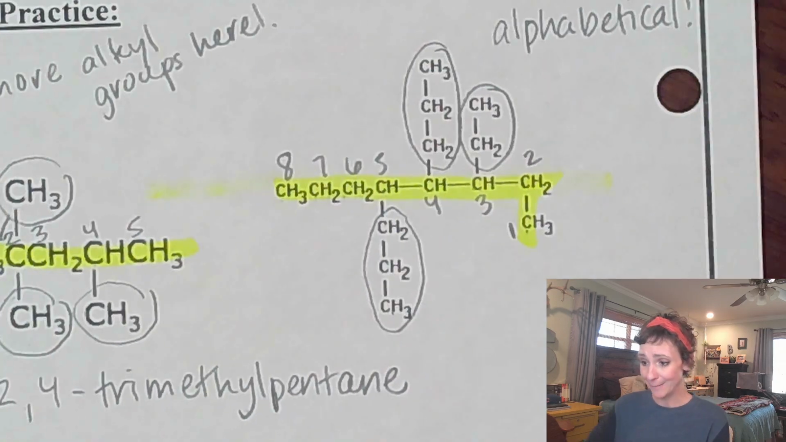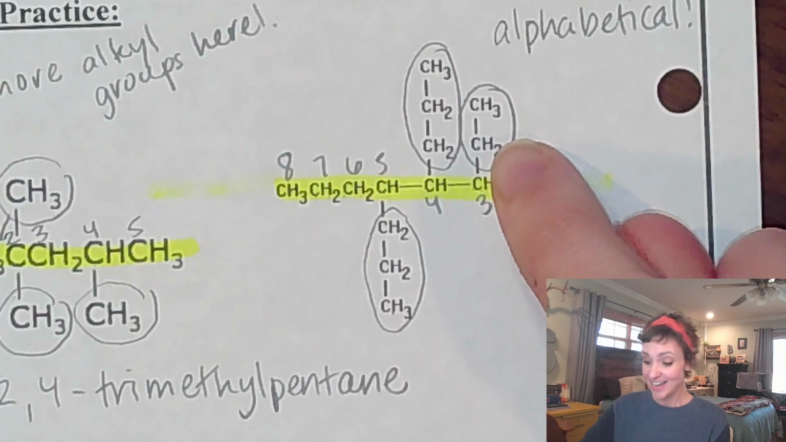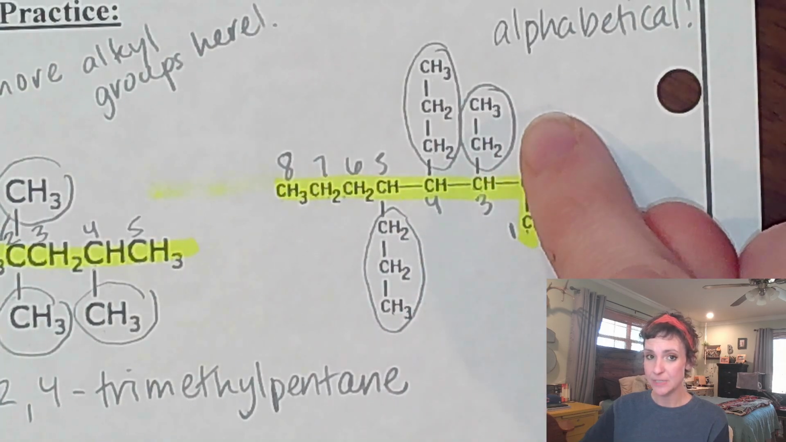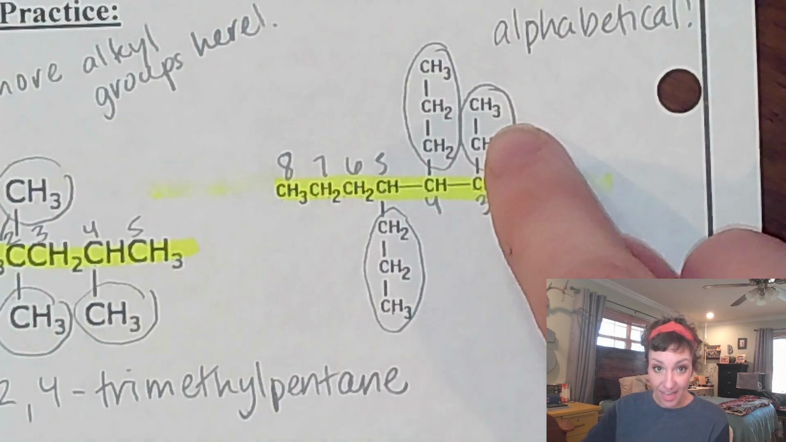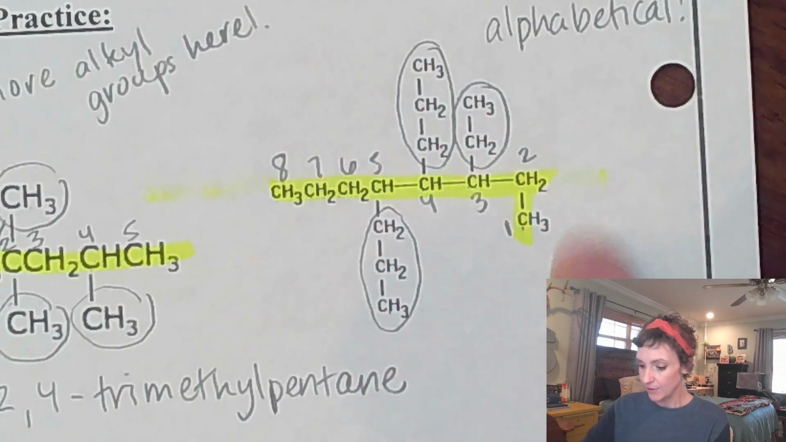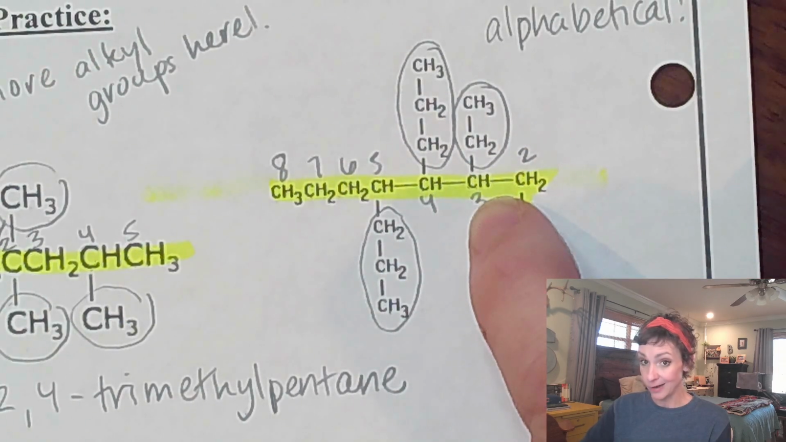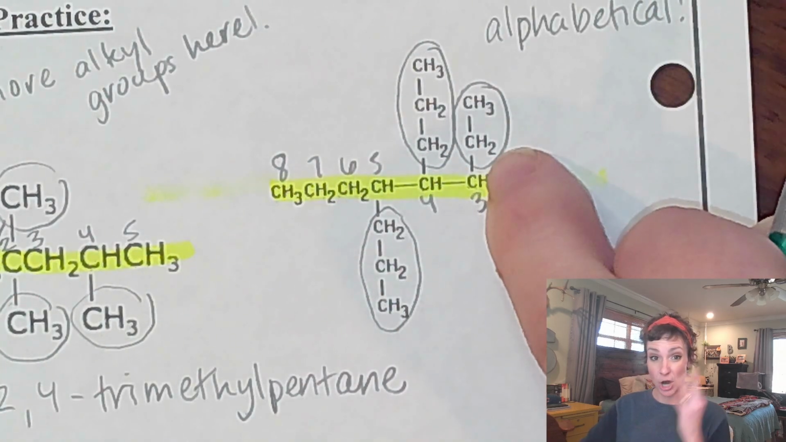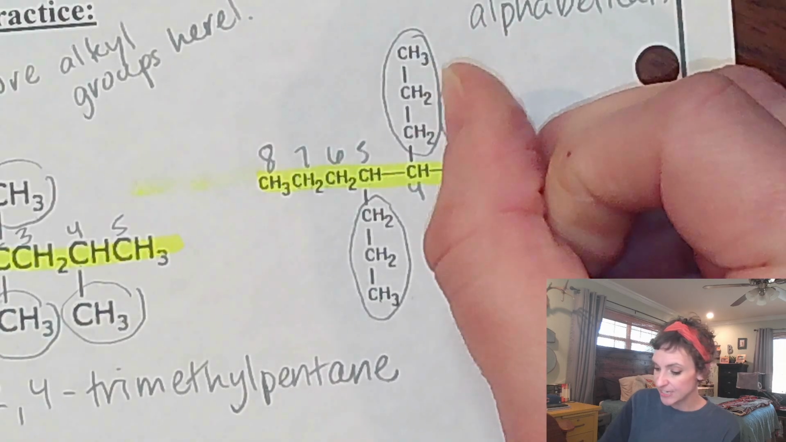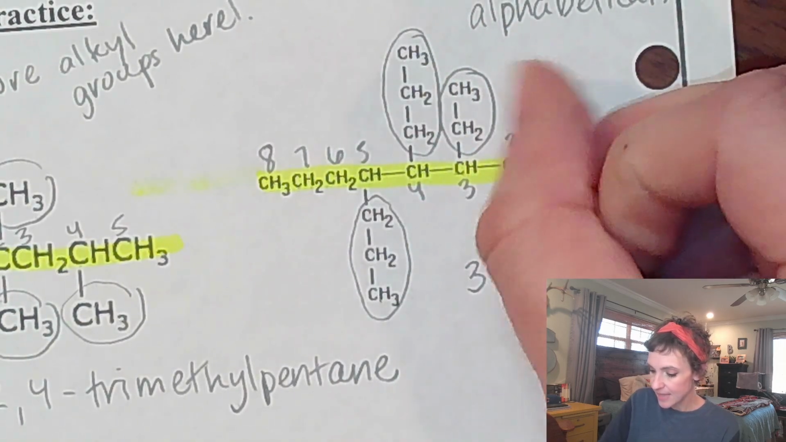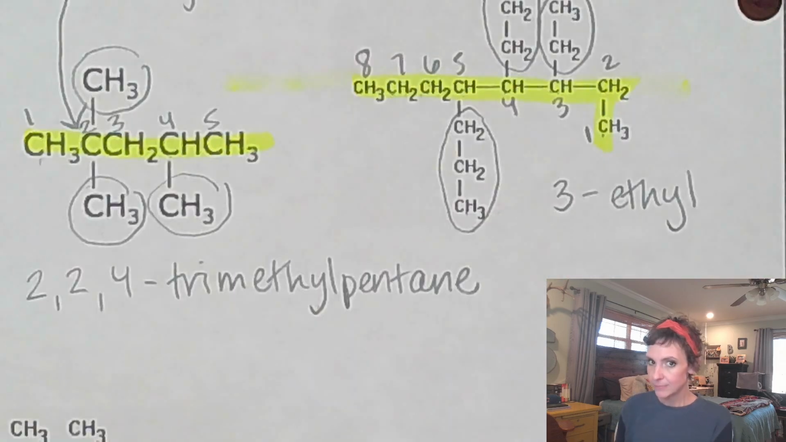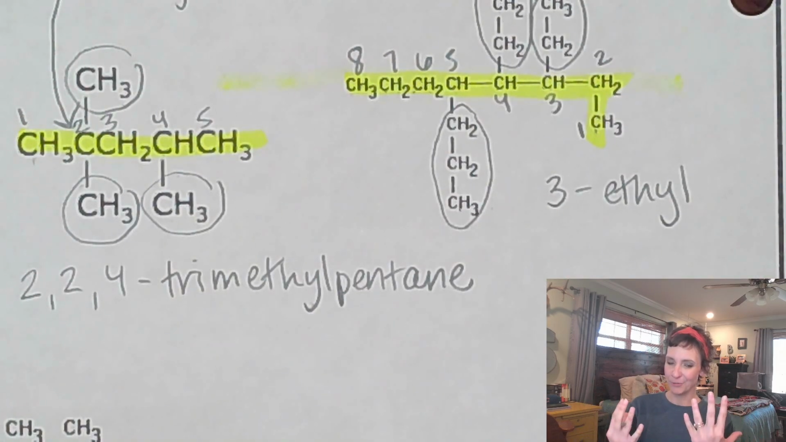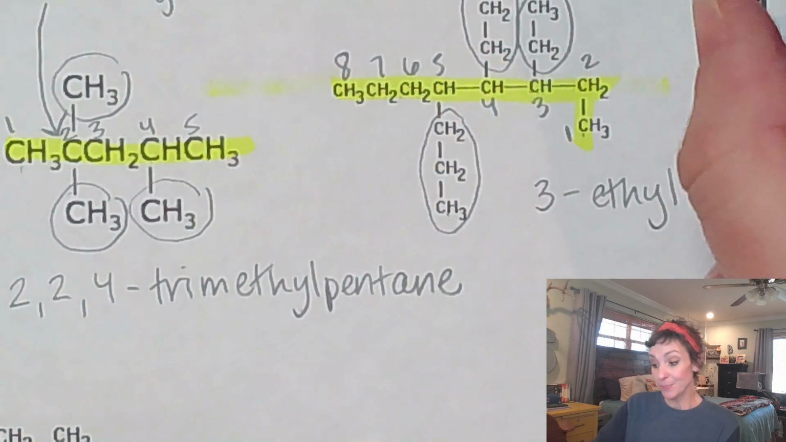All right, so that means if I've got ethyl and I've got propyl, E comes before P in the alphabet, so I'm going to be naming the ethyl part first. I only have one ethyl group in this structure, on carbon 3, so I'm going to come in first with 3-ethyl. But then I've got some more alkyl groups to name. So I'm going to put a dash.